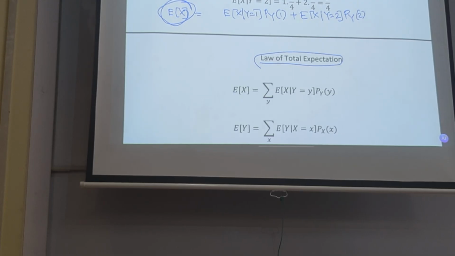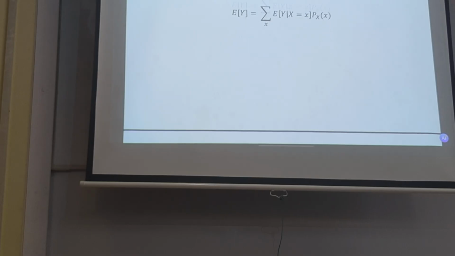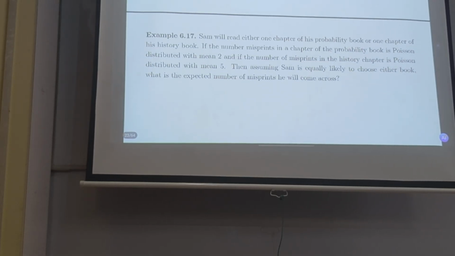This law of total expectation is a very powerful formula, in the sense it gives you the ability to calculate the expected value of a random variable without knowing the probability model. We'll see the major example in the next class. But for now, we'll finish this class with this example.